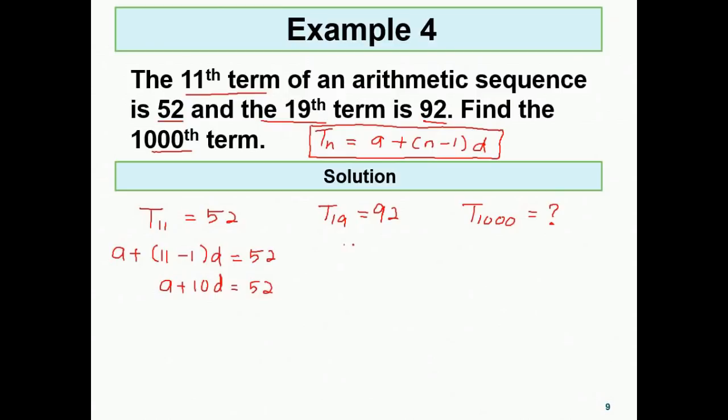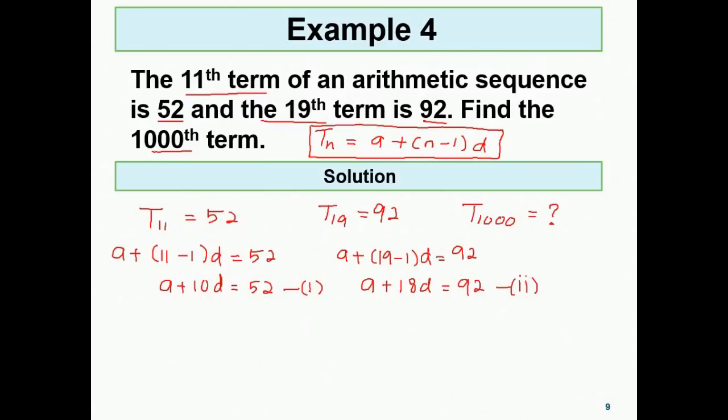And the 90th term is a plus (n minus 1)d. The n here can be replaced as 90. So which is equal to 92. So simplify the expression, we have a plus 89d is equal to 92. The first one is equation 1. The second one is equation 2.